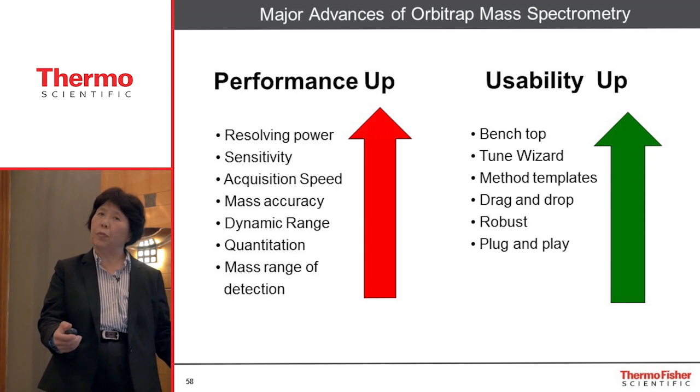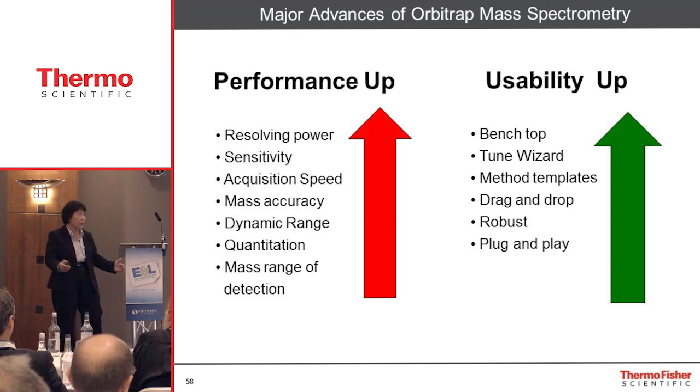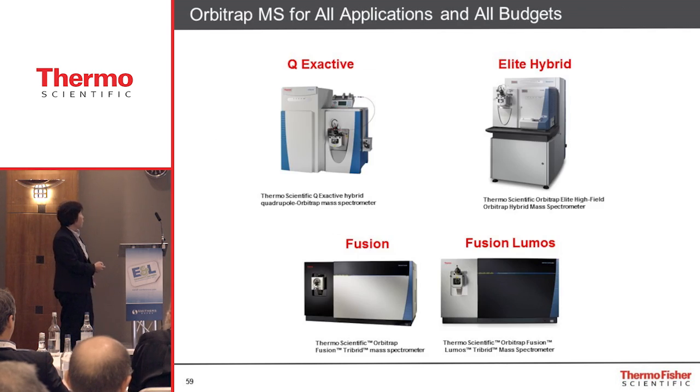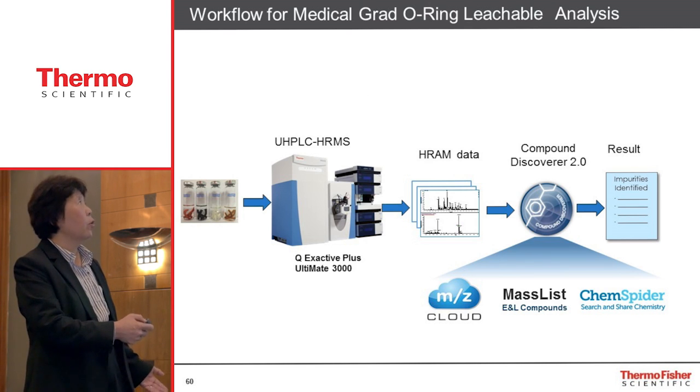It's a small footprint benchtop. We have a tune wizard, we have a method template. All you need to do is drag and drop to build up your method. And it's robust and basically plug and play. So this is the Orbitrap mass spec we have, to fit all the budgets and applications. Within the Q Exactive, like Kyle said, we have a series. So I will just quickly go through the analysis of the O-ring.